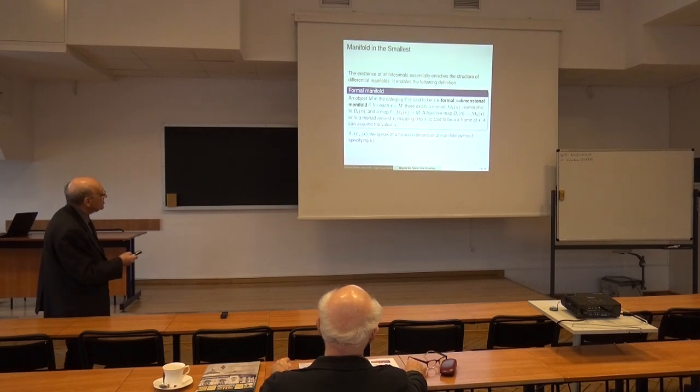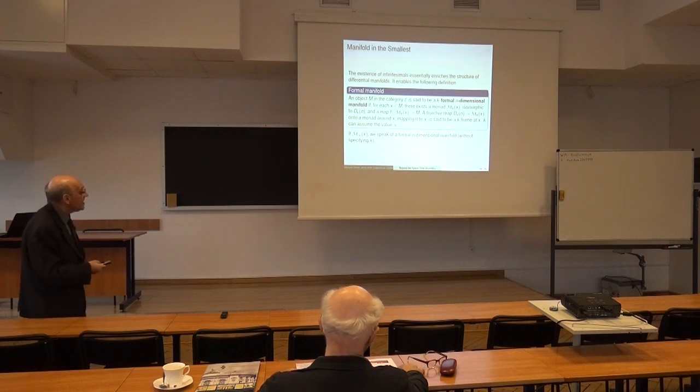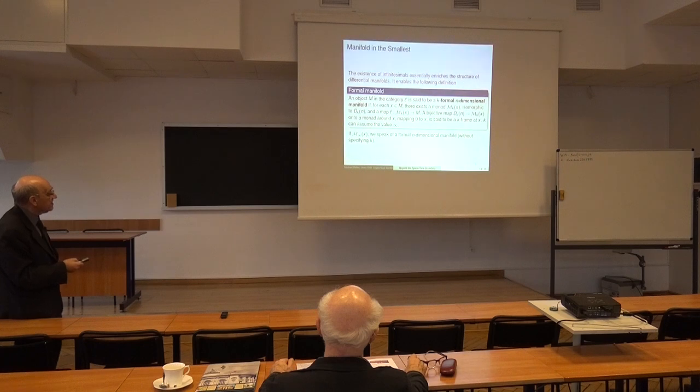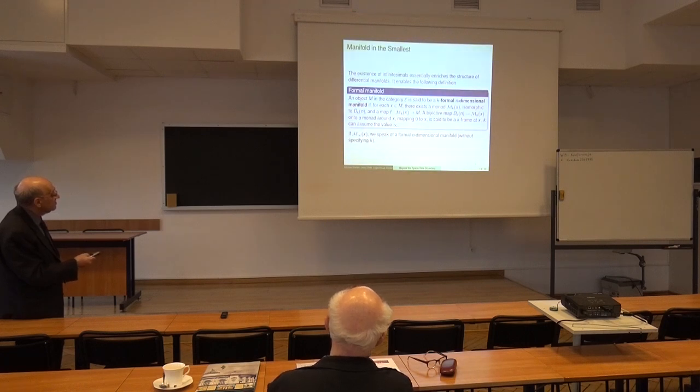X to the zero in the monad, then this map is called a frame, K frame at X. K can assume infinite values. If K is infinity, we speak of formal n-dimensional manifold without specifying K. And I would like to stress that the dimension goes through this, and this set of infinitesimals is assumed to be isomorphic to the monad.